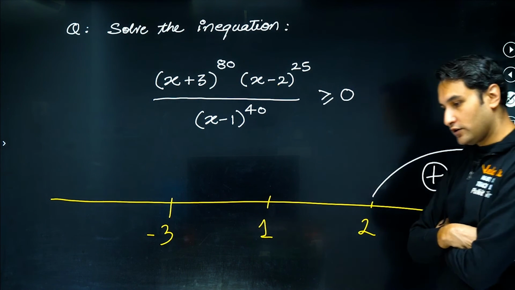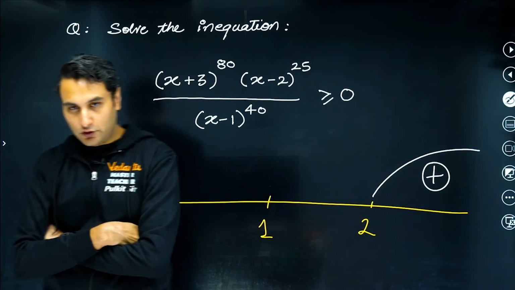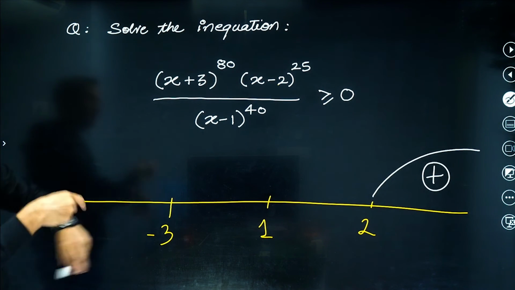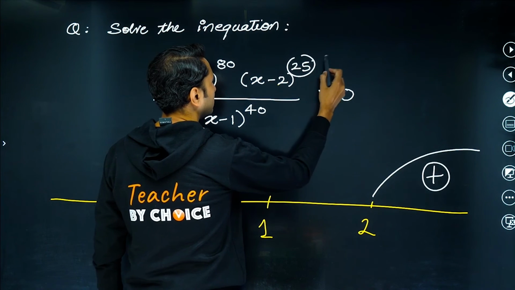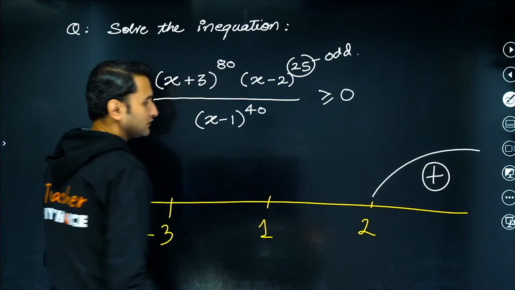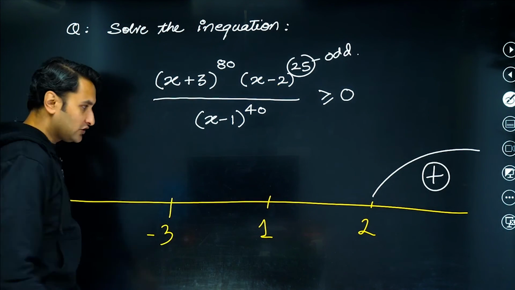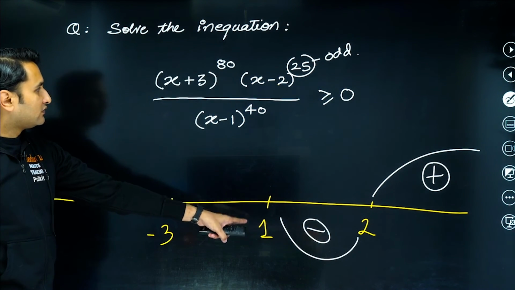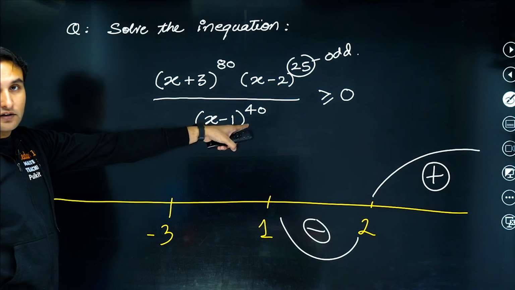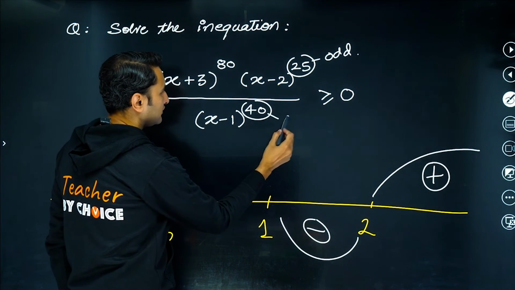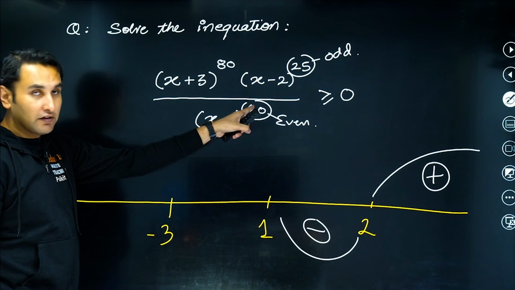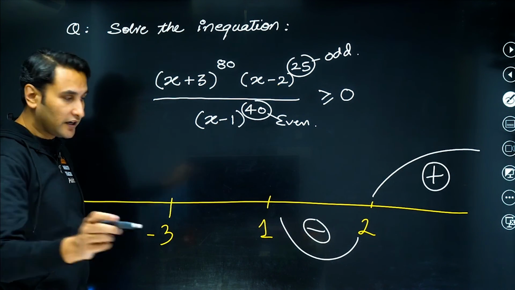Very good. Do the signs. I'll follow you. 2, power odd. Sign will change. Very nice. Correct. You guys are doing it right. 1, power even. The factor which gives 1, its power is even. The sign will continue. Very nice.